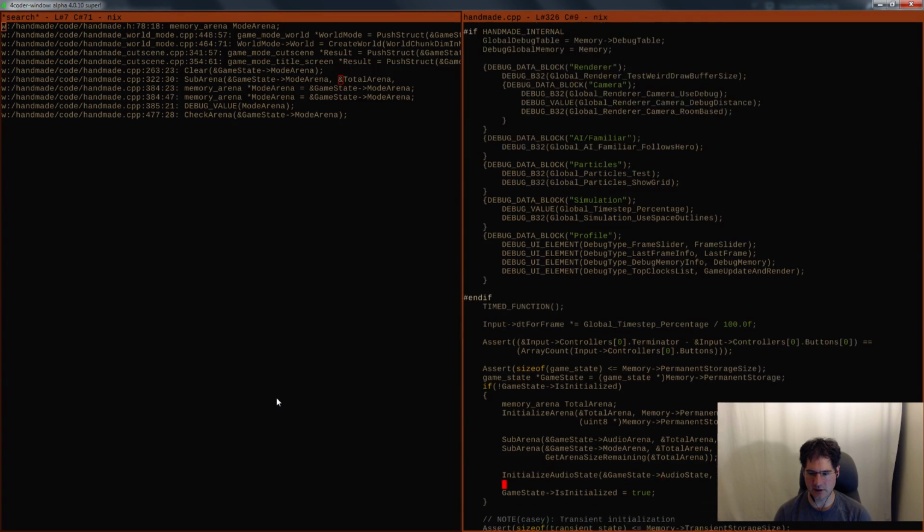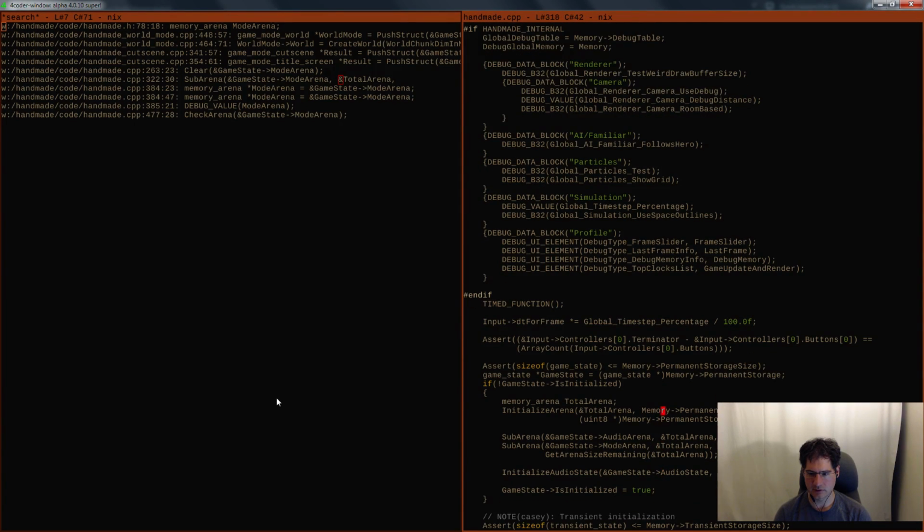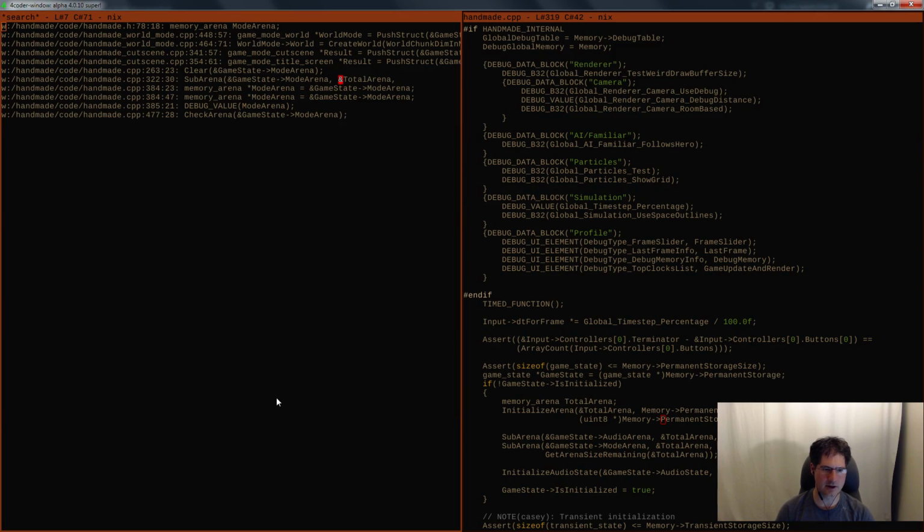So it looks like it takes pretty much all the rest of the permanent storage size. Yeah, I'm going to go ahead and add this here.